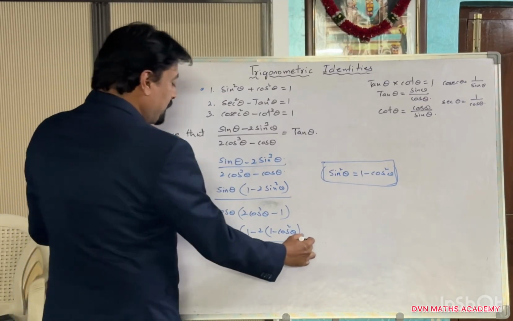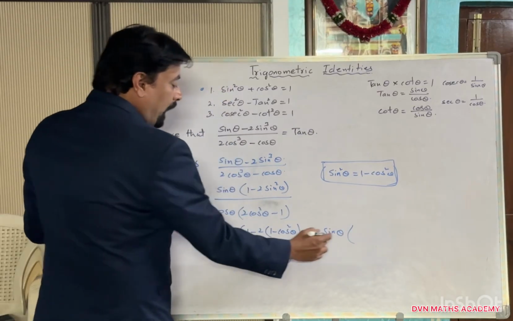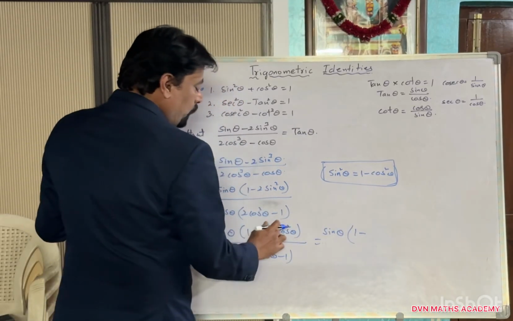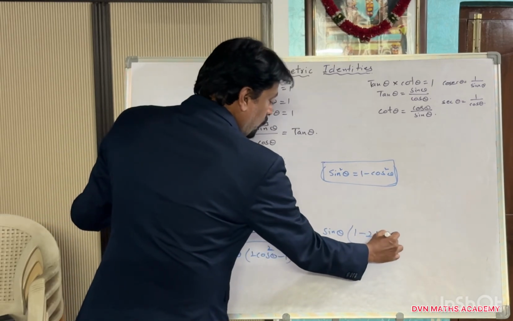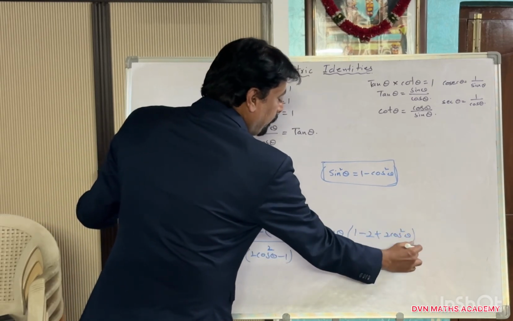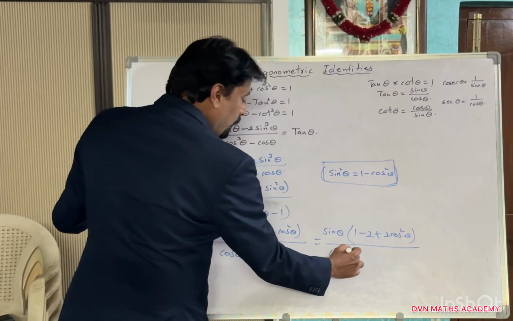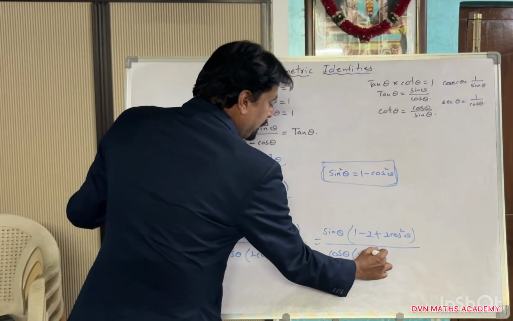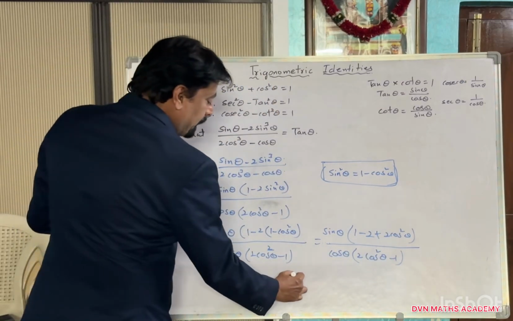So what happened, you see, this is sin theta into 1 minus 2 into 1 is 2, minus into minus plus 2 cos square theta, by cos theta into 2 cos square theta minus 1. Here the logic, that is sin theta.